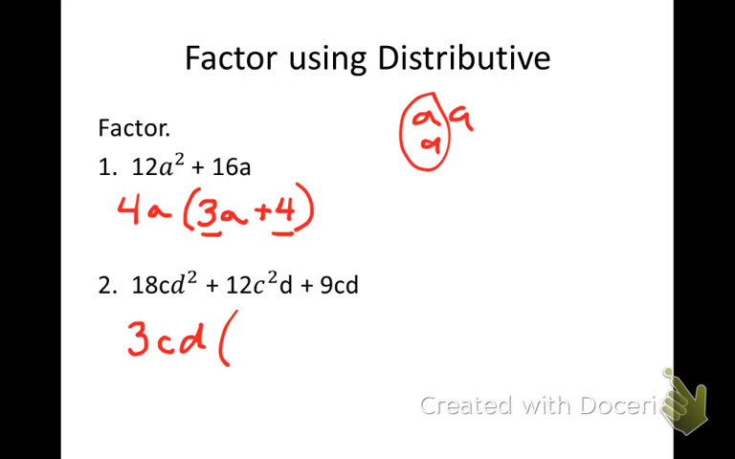So now we're going to divide each term by this factor. So we're going to get 6d plus 4c plus 3. And again, just double check 6, 4, and 3. Nothing else goes into them. They're relatively prime, the word we learned yesterday.